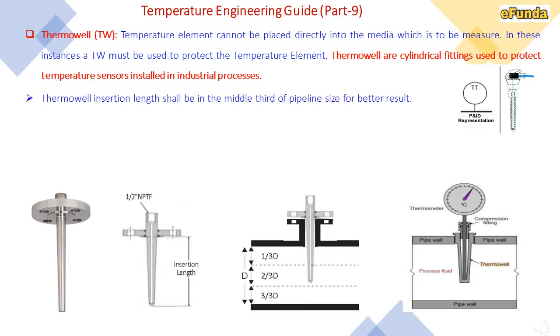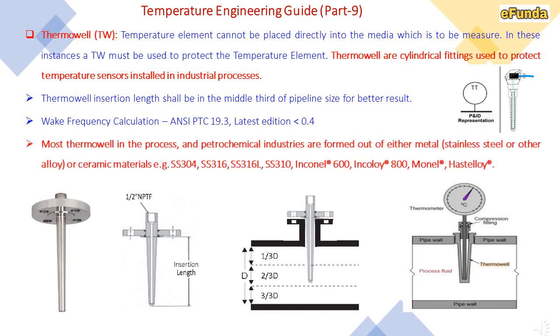The Thermowell insertion length shall be in the middle third of the pipeline size for better results. One can see in a figure where the Thermowell is installed in the middle third of the pipe diameter. To find the exact length of the Thermowell, a wake frequency calculation is performed, based on ANSI PTC 19.3, where the latest edition says the wake frequency ratio should be less than 0.4. With this one can say that the Thermowell passes and will not break due to vibration during fluid movement through the pipe.